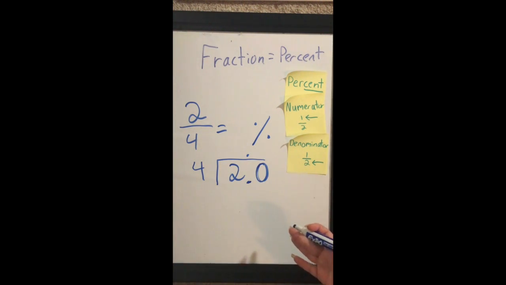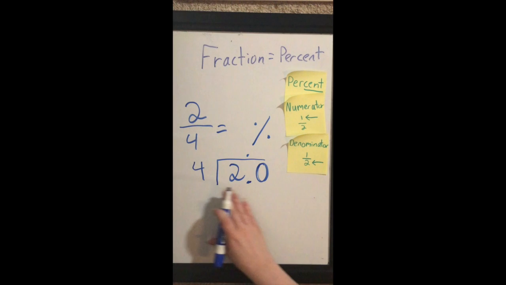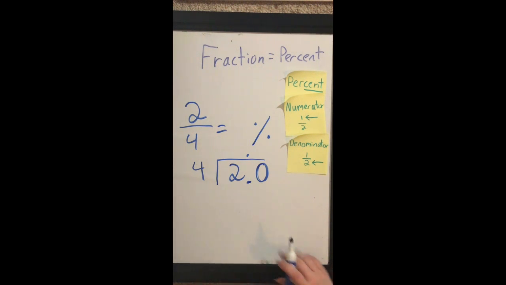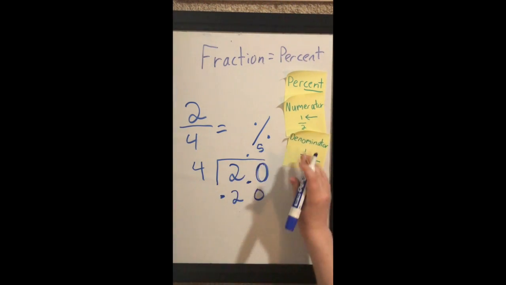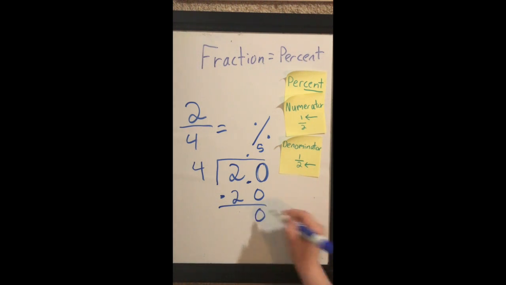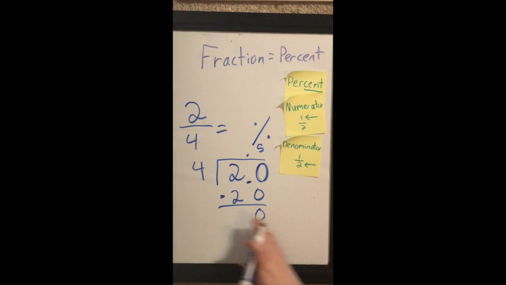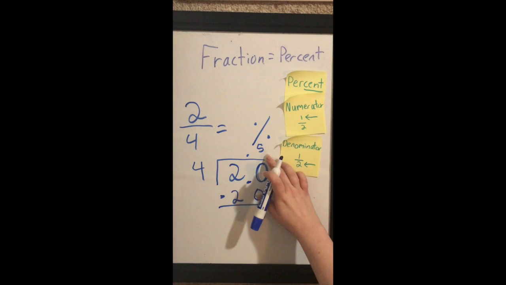So this is easier to work with. Now, how many 4s can go into 20? Take a moment and think. 5 4s can go into 20. So let's make sure that works out. We'll put our 5 up here. 20 minus 20 equals 0. So the answer to the division problem is 0.5.